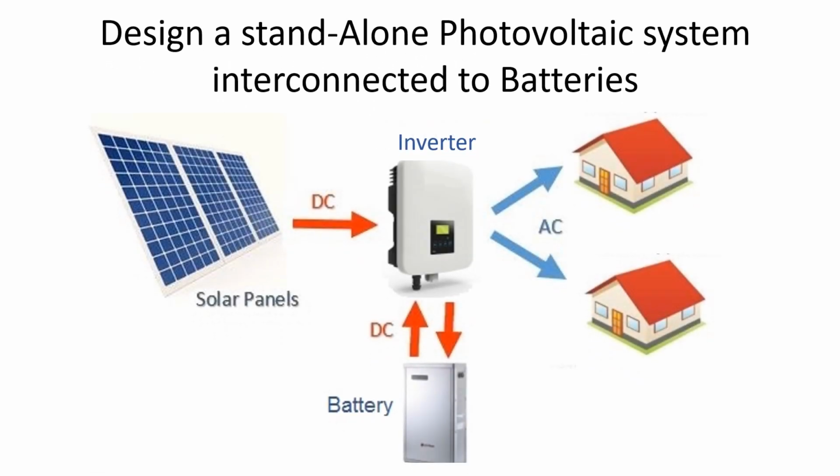Hello, everyone. In this video, I will describe how to design a standalone photovoltaic system interconnected to batteries in 1 minute. As shown in this figure, this power system involves photovoltaic which converts sun irradiance to DC power, where an inverter is used to convert DC to AC at the load terminal.